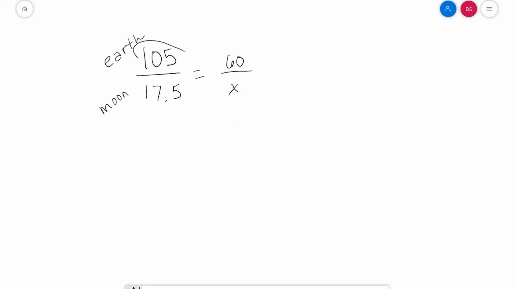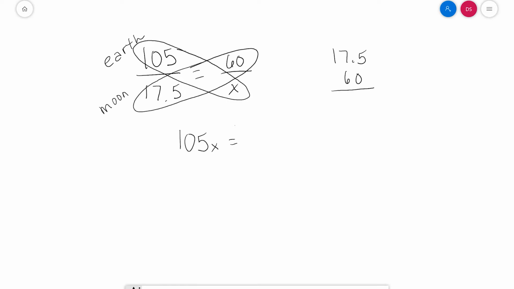All right, cross products means that we go across here. Emmy refers to this as the butterfly method. I think some of the other students have called it that as well, but you're just cross multiplying. 105 times x is written like that, and then I need to figure out 17.5 times 60, and that's this other half of the butterfly. Okay.